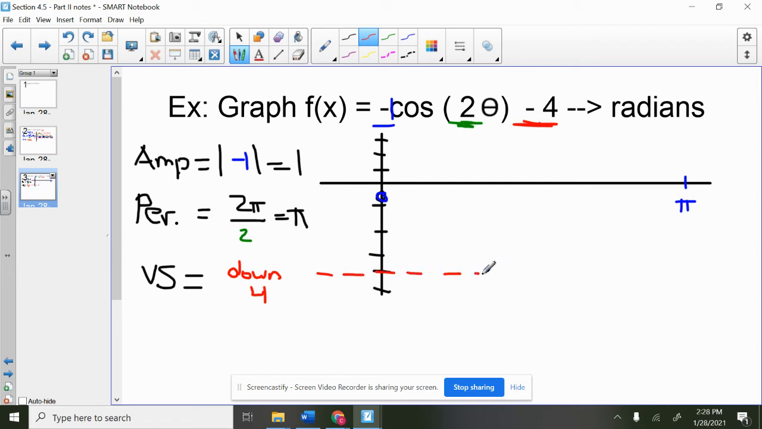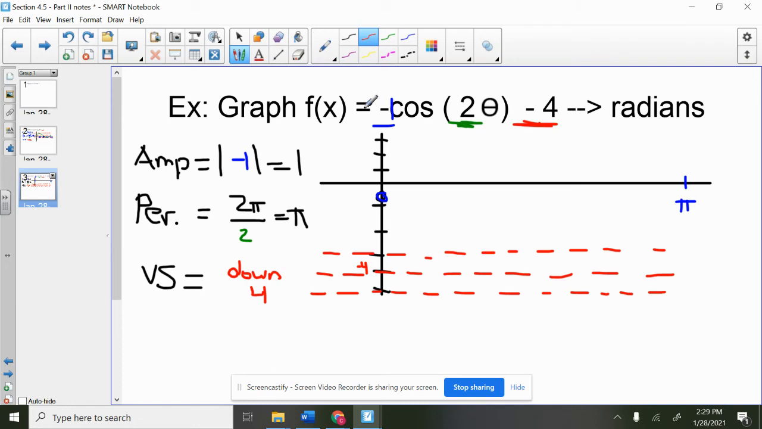Some people say, whatever that D value, that number out here, that's where my midline is. I agree. Right there at -4 is where it's going to start. Then, since my amplitude was 1, that 1 means I'm going to go up 1. That's my high value. The last example, we went up 2. And then I go down 2. So this is how it's constrained.